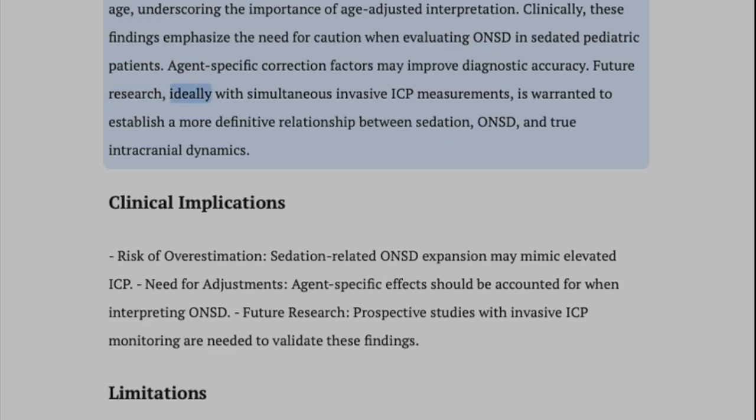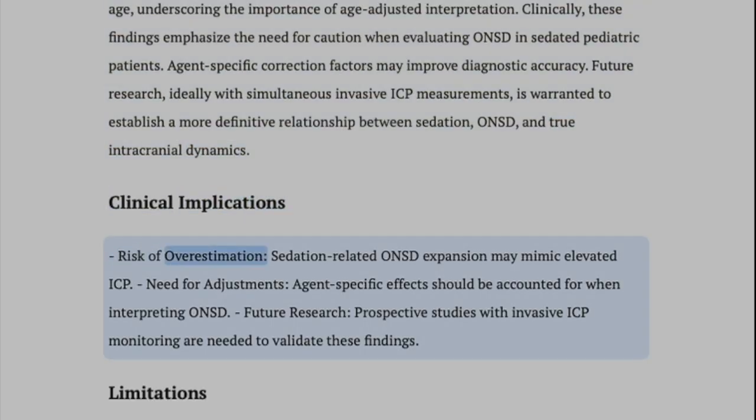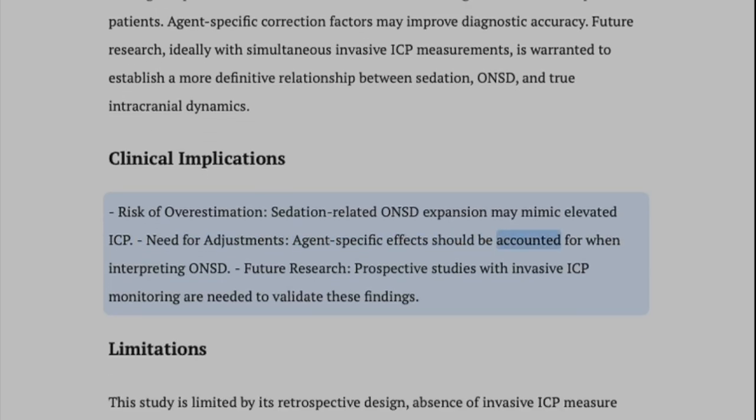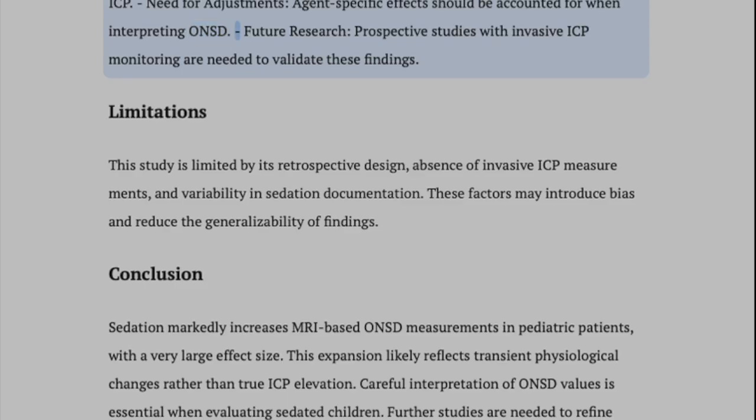Future research, ideally with simultaneous invasive ICP measurements, is warranted to establish a more definitive relationship between sedation, ONSD, and true intracranial dynamics. Clinical implications. Risk of overestimation. Sedation-related ONSD expansion may mimic elevated ICP. Need for adjustments: agent-specific effects should be accounted for when interpreting ONSD. Future research. Prospective studies with invasive ICP monitoring are needed to validate these findings.